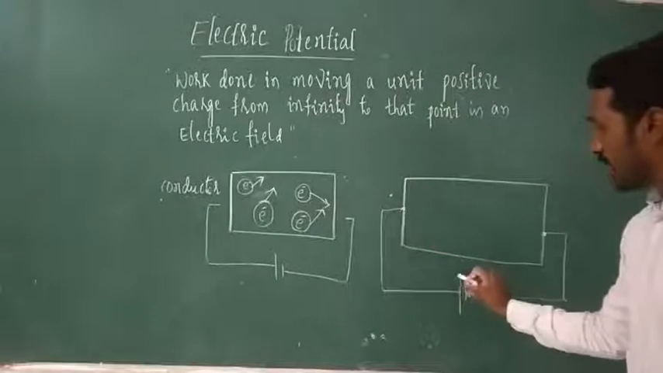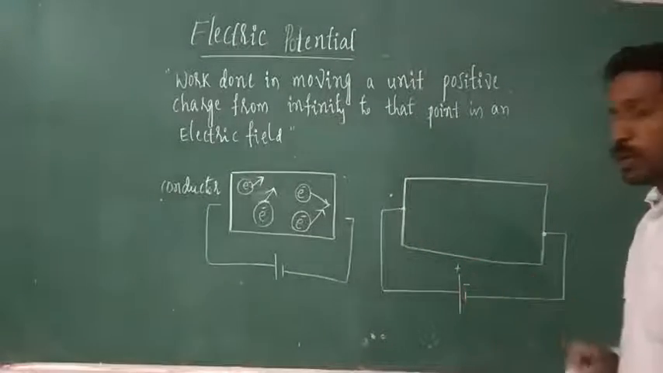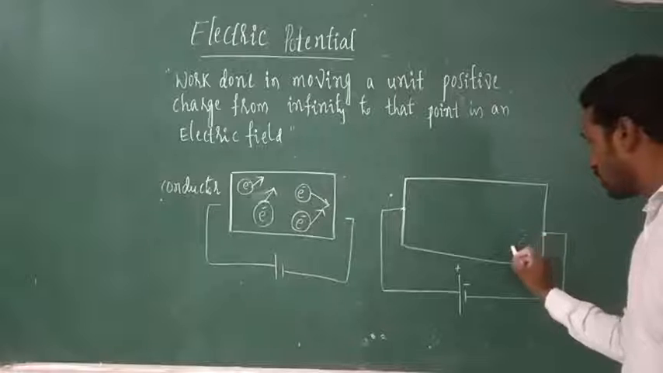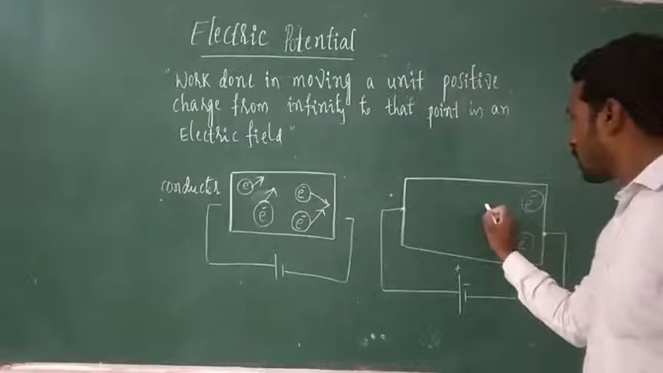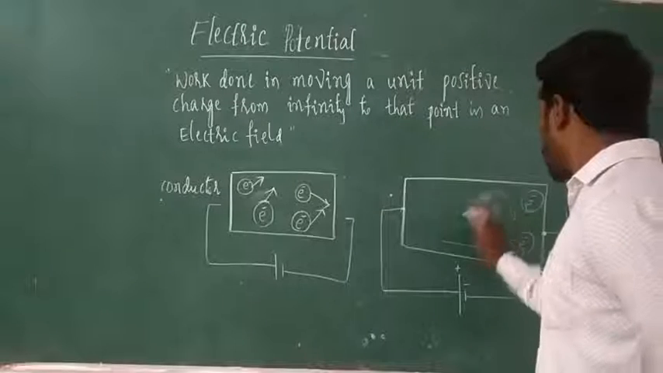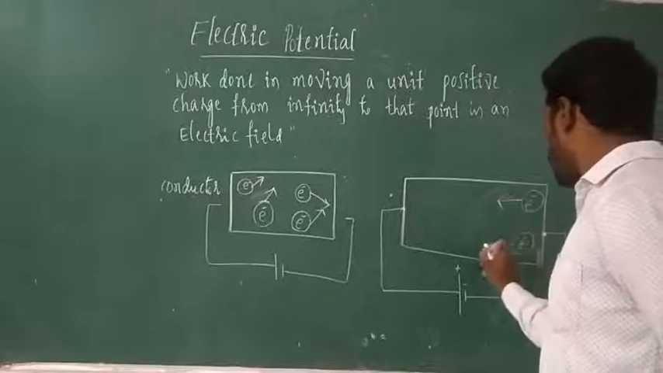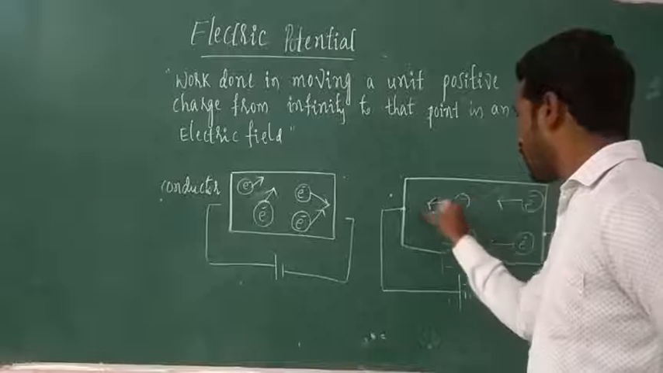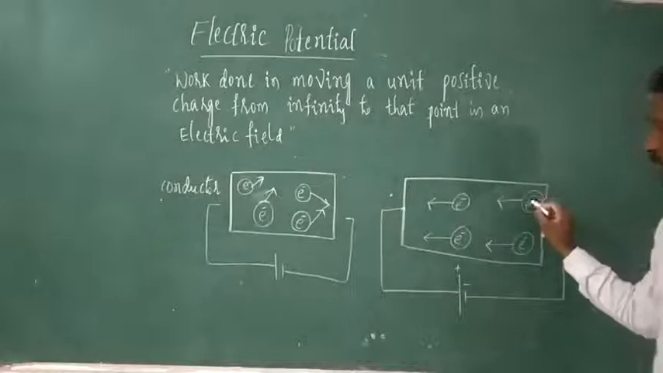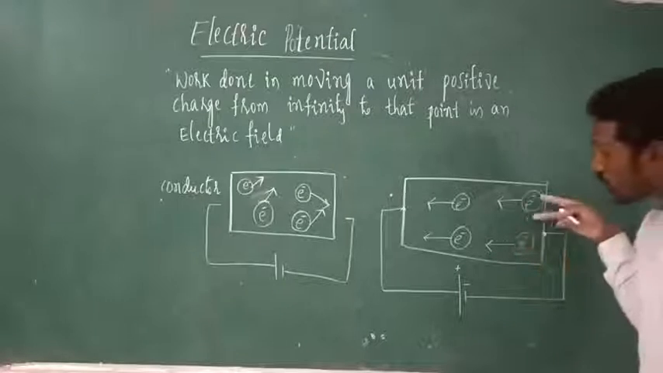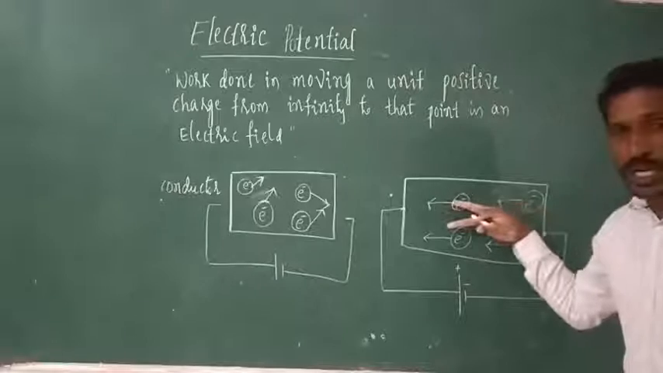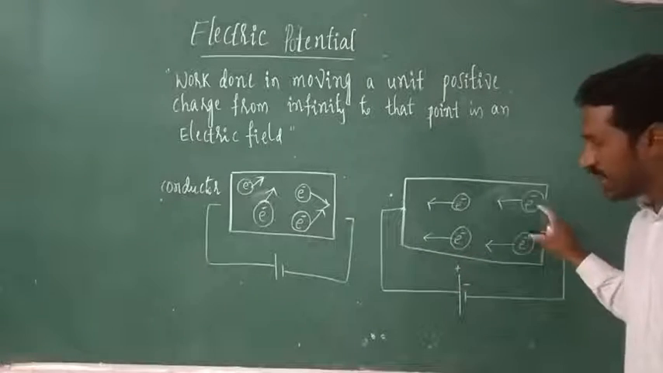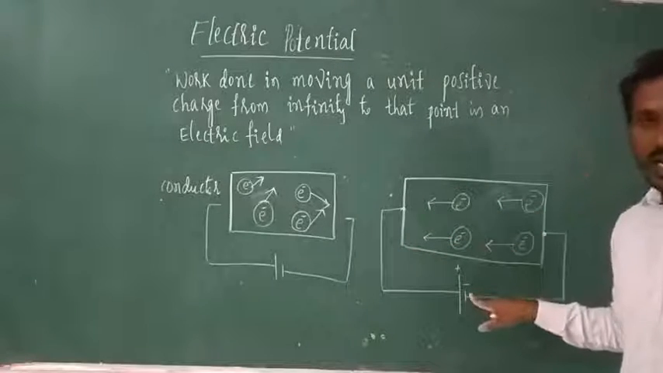If I connected this cell, this is the higher potential and lower potential end. These electrons now start moving in a particular direction, and these electrons now produce current inside this conductor material. Current is produced inside this conductor material by connecting a cell or battery.